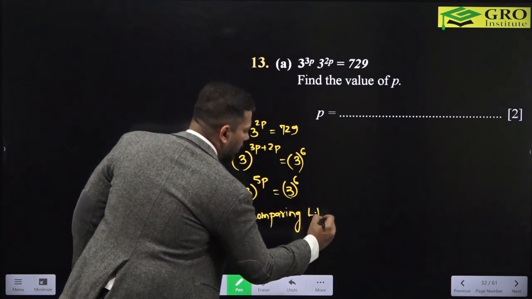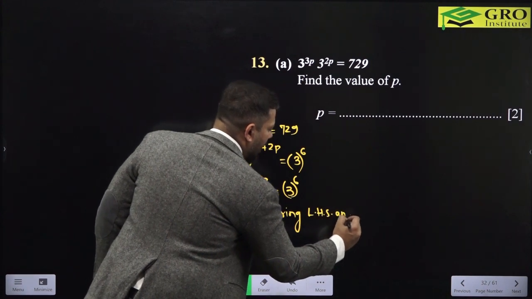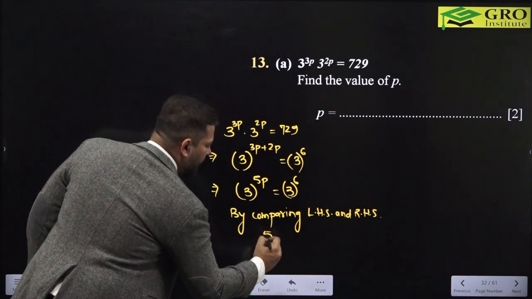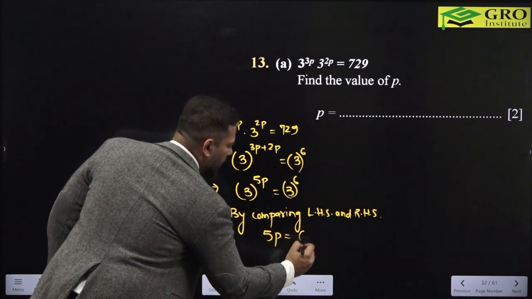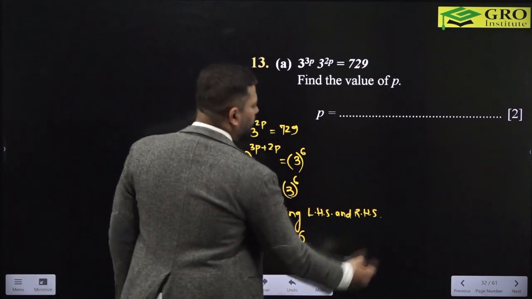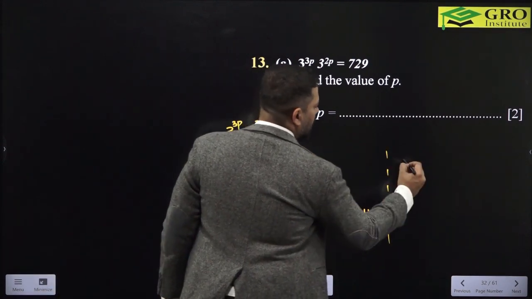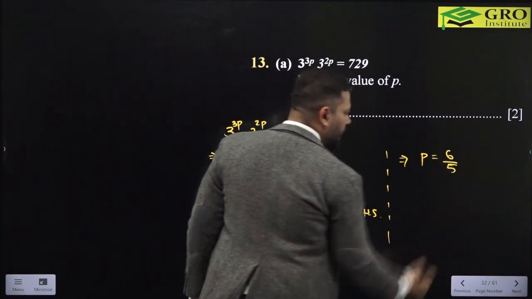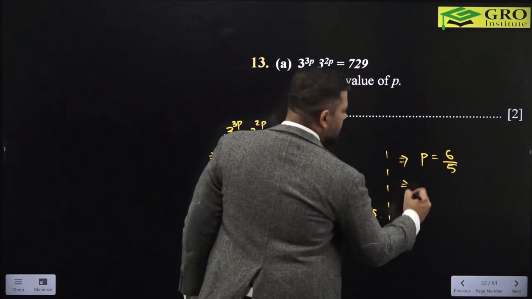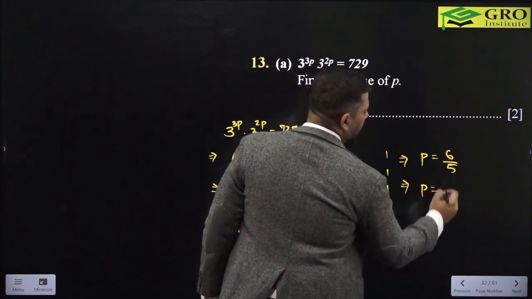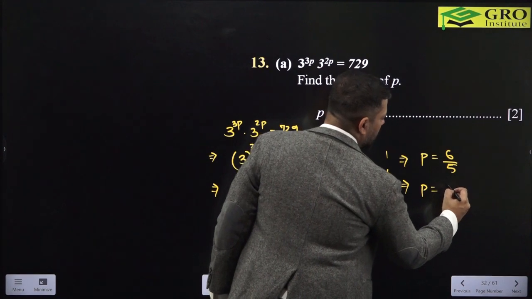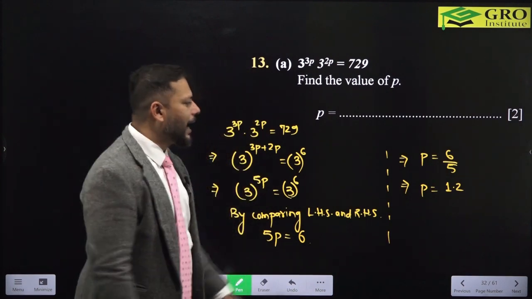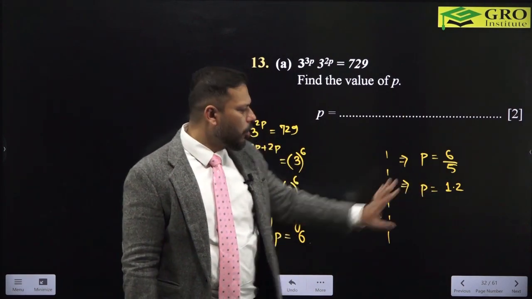By comparing LHS and RHS, what would we get, guys? We'll find that 5p appears to be equal to 6. So if 5p is equal to 6, this implies that p is equals to 6/5, right? And if p is equals to 6/5, we can find out its answer to be 1.2. What is the value of p? Either we can write it as 6/5 or 1.2.